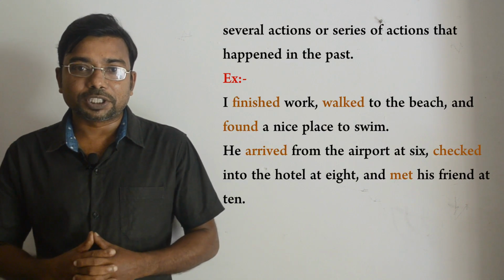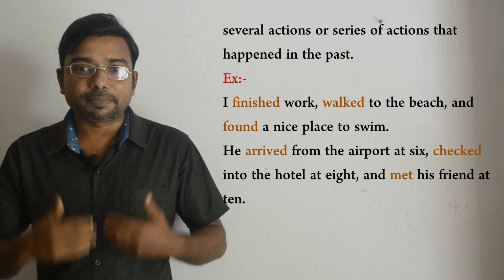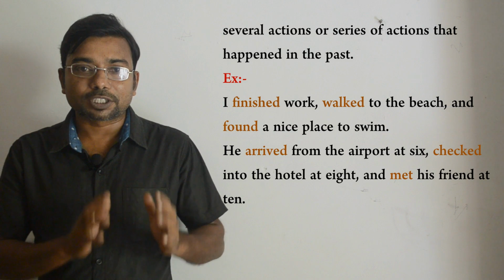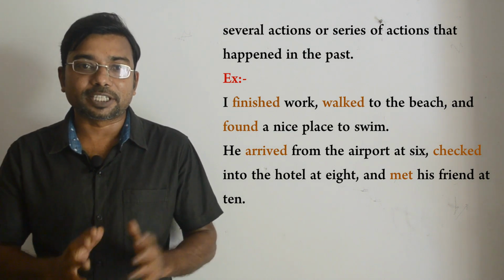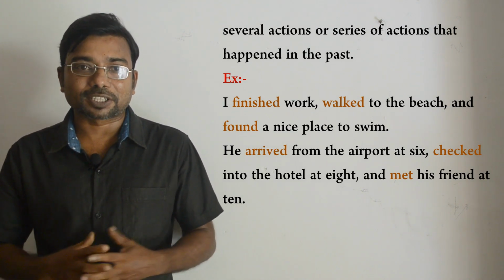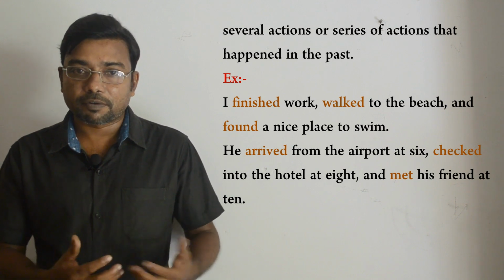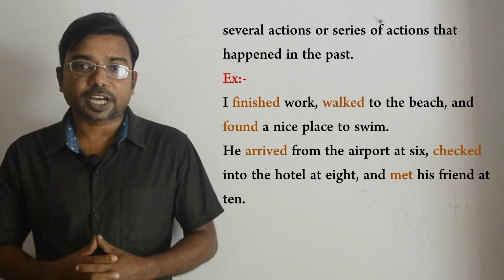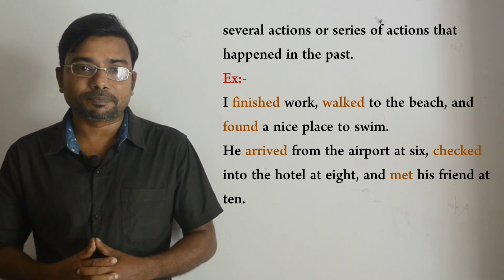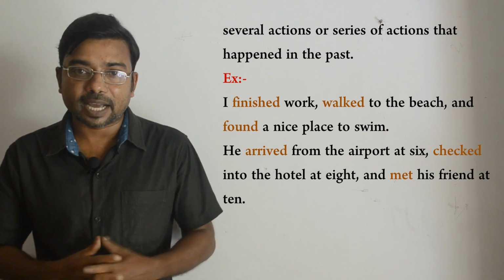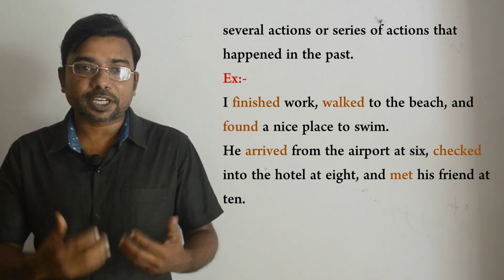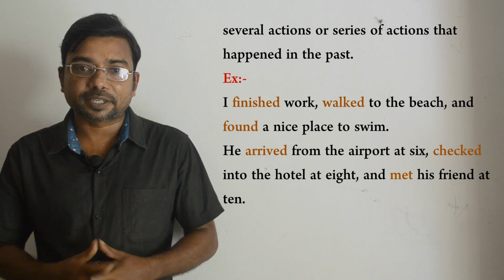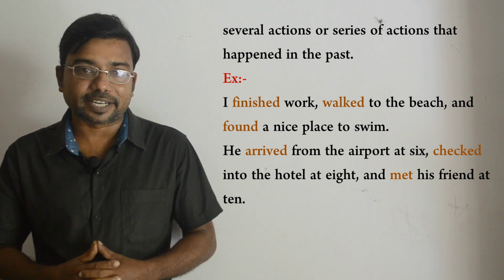So, okay, we can also use this simple past tense to describe several actions or a series of actions which completed in the past. Look at these examples. I finished work, walked to the beach and found a nice place to swim. He arrived from the airport at 6, checked into the hotel at 8 and met his friend at 10.